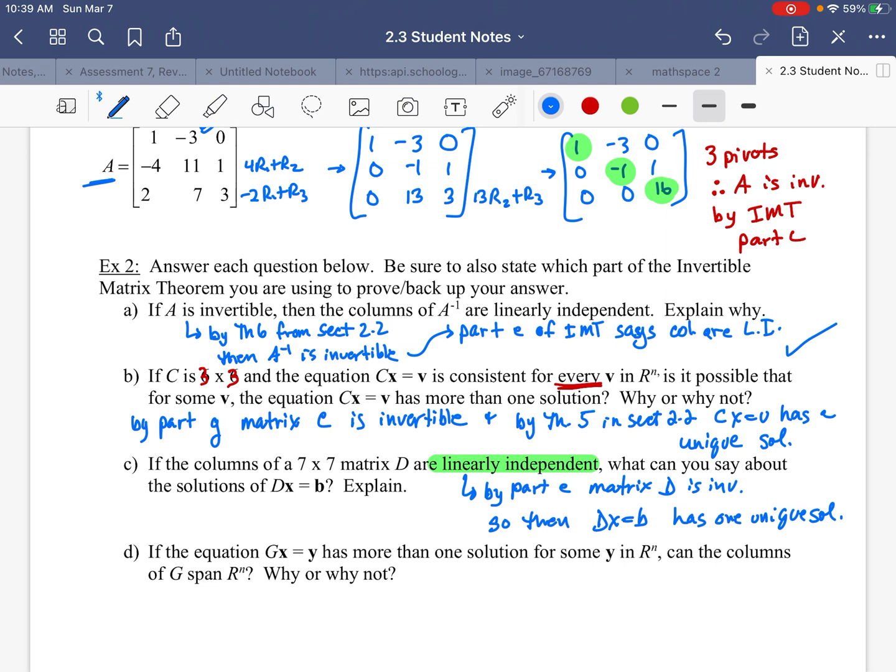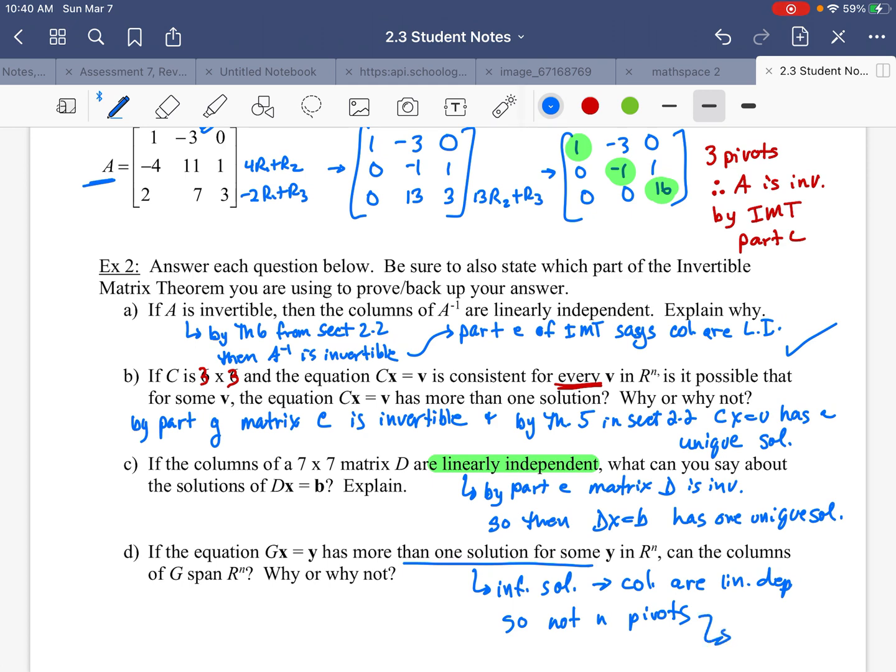All right, part D. If Gx equals y has more than one solution for some y in Rn, that seems like it breaks the rule, right? If you're telling me that this equation has more than one solution, that means there are infinite solutions. So that means my columns are linearly dependent. That means everything fails. So not n pivots. You can use a lot of different rules here.